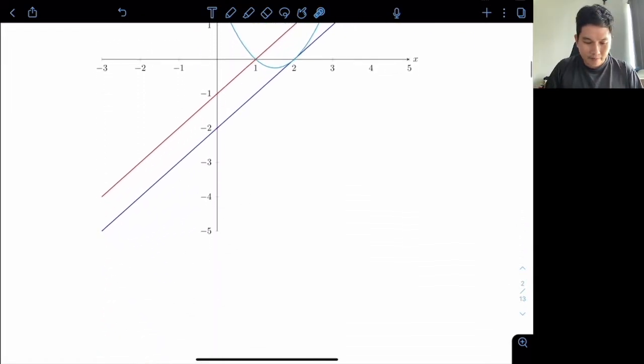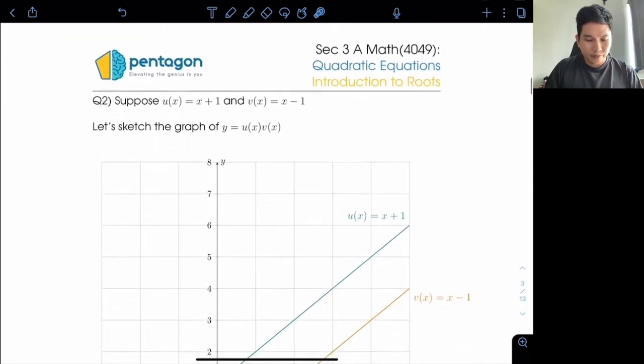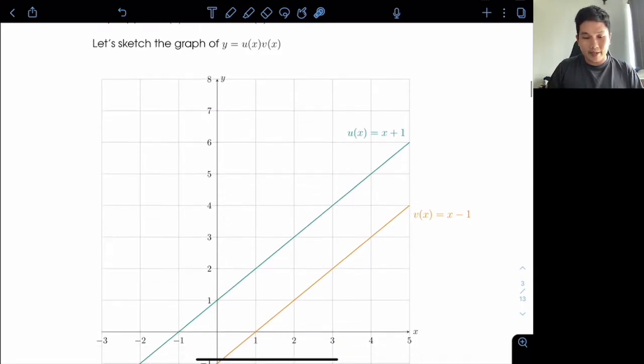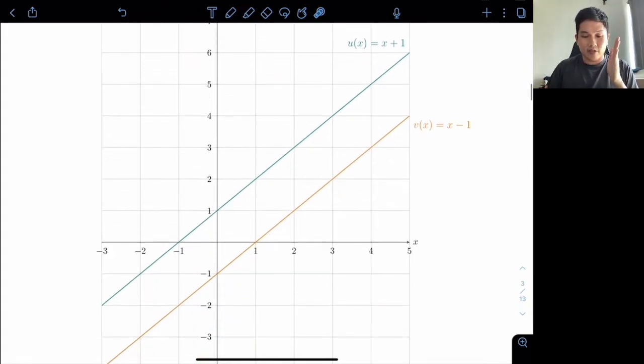A simple one again. If we look at question 2, we have two graphs. Now it's going to be x plus 1 and x minus 1. The green graph is x plus 1. The orange graph is x minus 1. So let's look at each and every y coordinate at the same x coordinates, and then we multiply the y coordinates together.